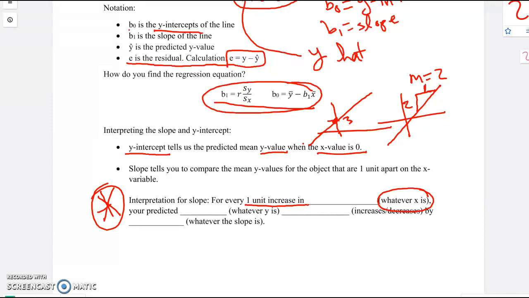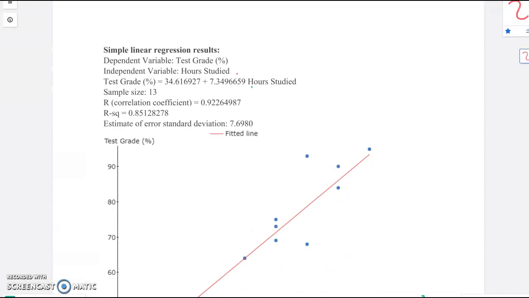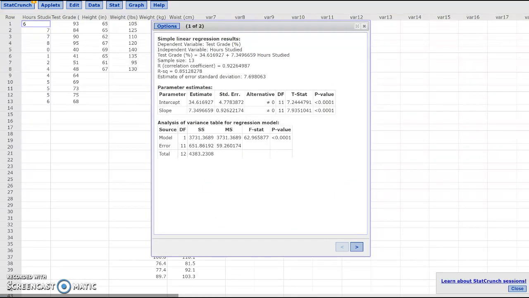But let's do an example, because a lot of this was just terminology, so that you don't get confused. Okay, here is basically the graph. Now, I haven't explained what any of this means. When you graph this and click on regression, you're going to get all this junk. Now, what exactly does all of this mean?